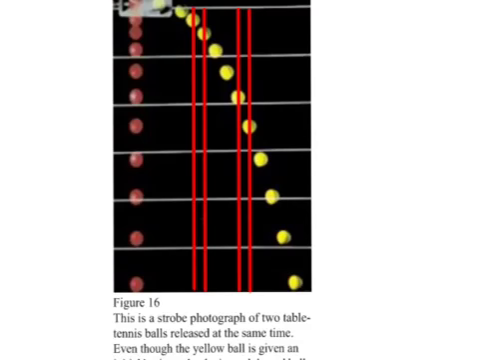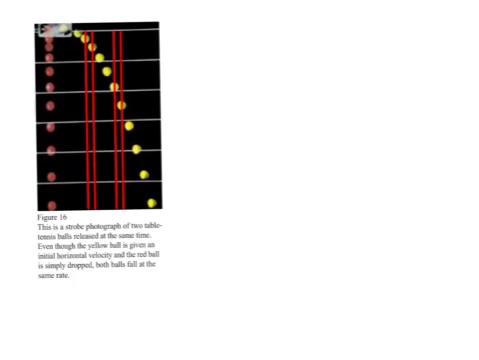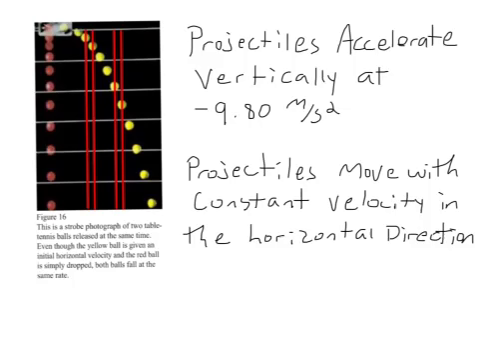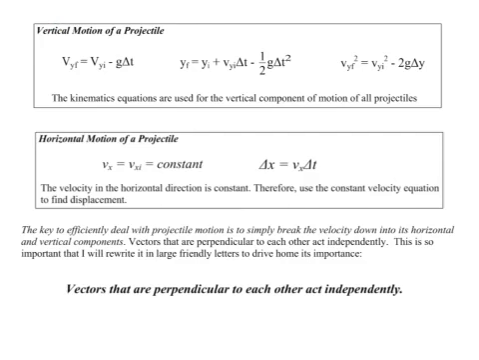Now, this is really the big key point to all projectile motion. Projectiles accelerate vertically at negative 9.8 meters per second squared. Projectiles move with constant velocity in the horizontal direction. And this is really the biggest point of projectile motion right now. So this is how this looks mathematically.